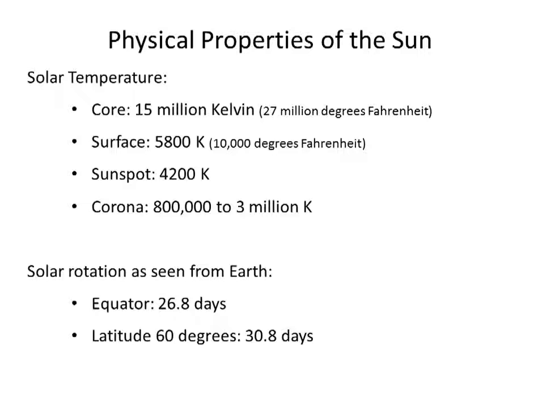And as seen from the Earth, the sun takes almost a month to make one complete rotation. The sun is made out of gas and plasma, so it does not have to rotate as a solid object. Different parts can rotate at different speeds. And so near the equator, the sun rotates every 27 days, while near the poles it takes over a month, 31 or 32 days, to do one complete rotation.